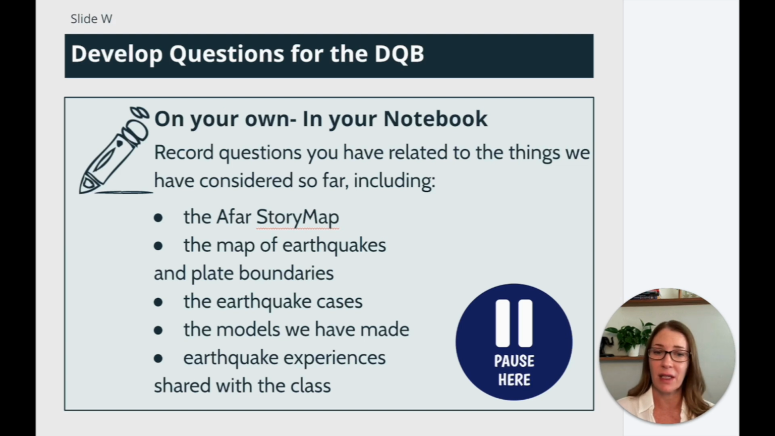So at this point in the lesson, we're going to make a list of questions that you have about things that we've considered so far. You can think back to that story map that we took some noticings and wonderings of in our notebook, that map of earthquakes where you were looking for patterns between the earthquakes and plate boundaries and volcanoes. Also, we read about the earthquake cases and we filled out that handout with the similarities and differences, and the models we made, your initial model, our class consensus model, and also any experiences you talked with people about at home or in class, those extra experiences.